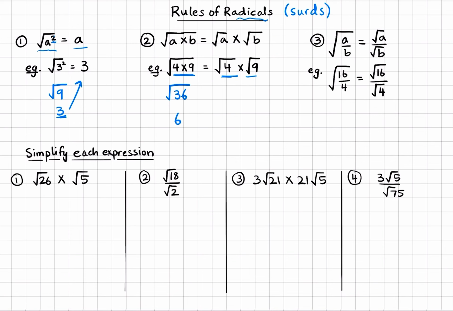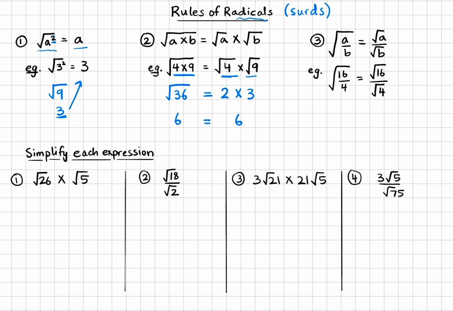Okay? Let's look at the second side. The square root of 4 multiplied by the square root of 9. So we'll square root them first. What's the square root of 4? It's 2. Multiplied by, what's the square root of 9? It's 3. And what's 2 multiplied by 3? It's also 6. So as we can see here, we got the same answer no matter what the order is.